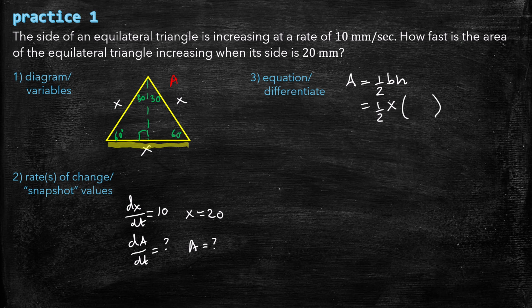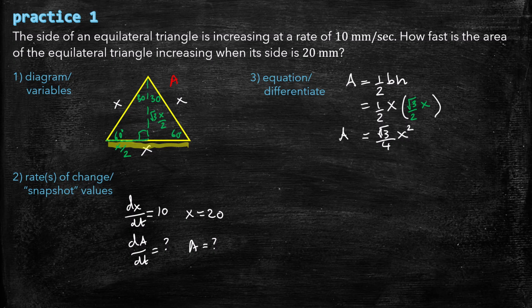So if the length is x, the hypotenuse, this leg here will be x over 2, and the height will be radical 3 times x over 2. So let's put that. That is the height, radical 3x over 2. And let's condense that a little. So we have root 3 over 4 times x squared. And that's what our A is in terms of x.